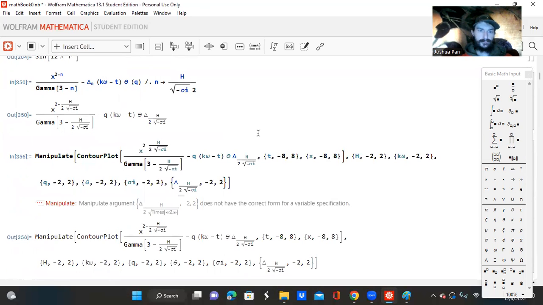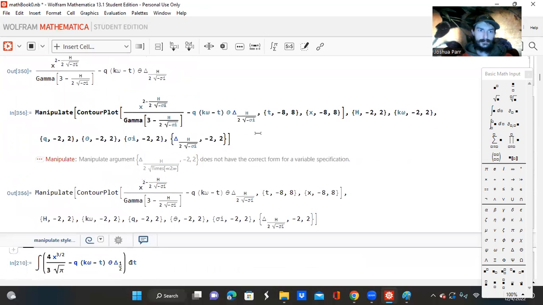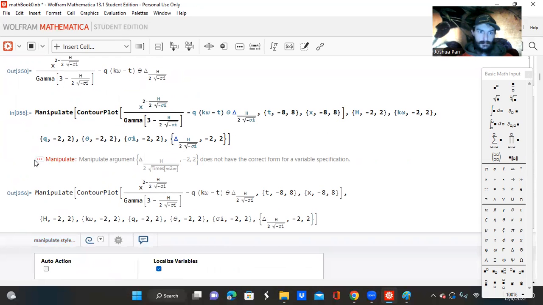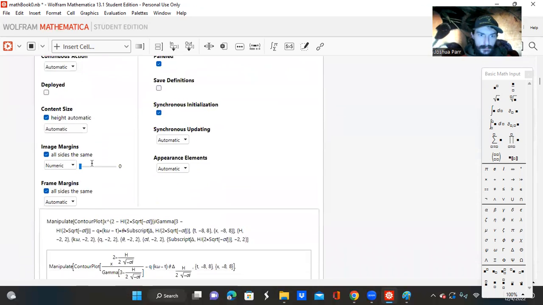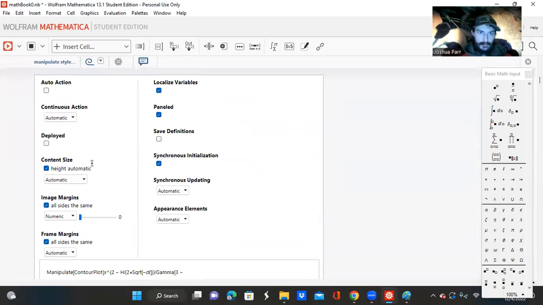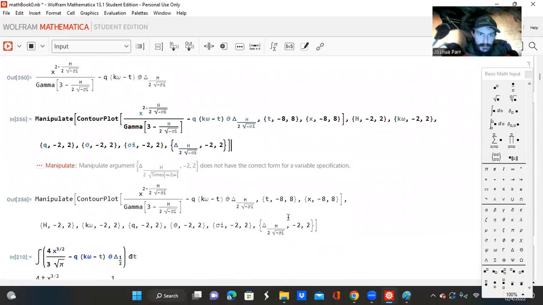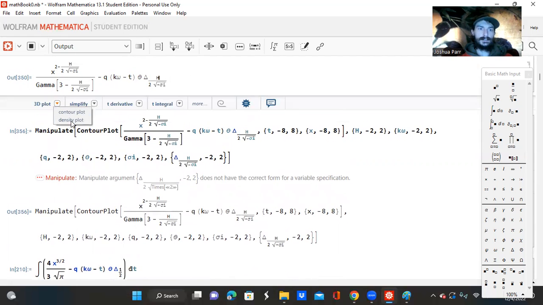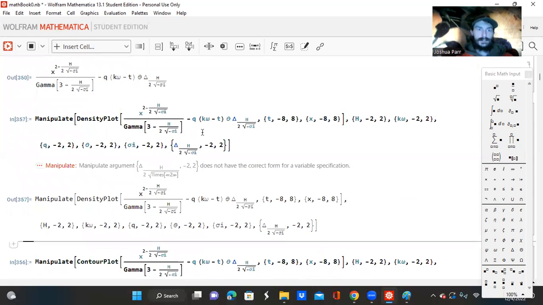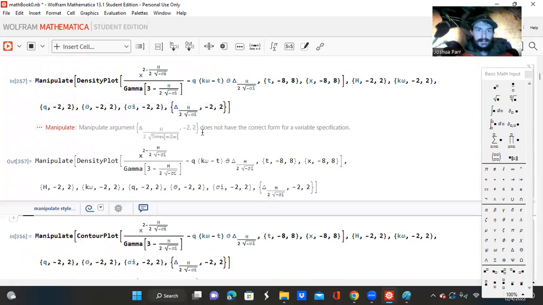Let's do a contour plot. Maybe it doesn't like that. Whoa. All right, so how about not a contour plot? Let's go a density. Will you do that for me? No, it doesn't really want to do that either.